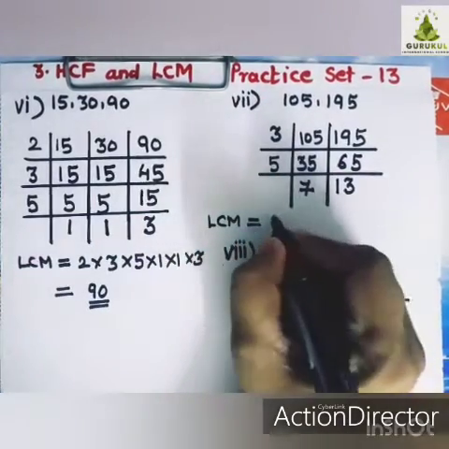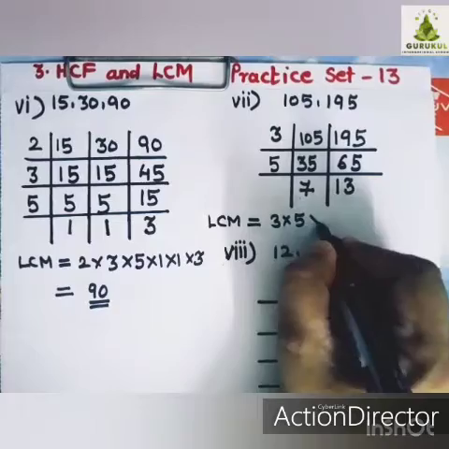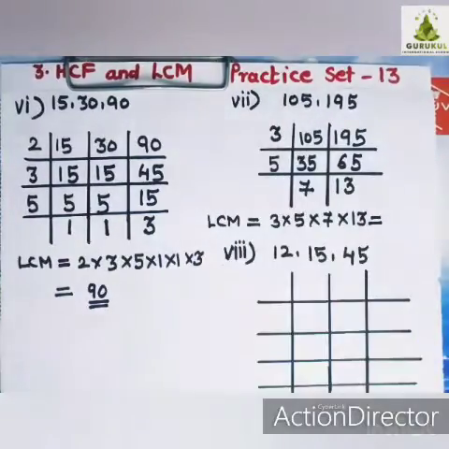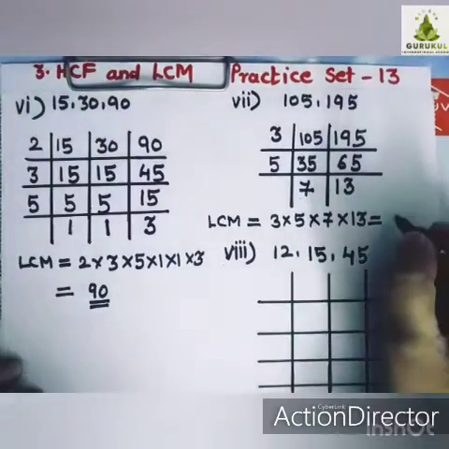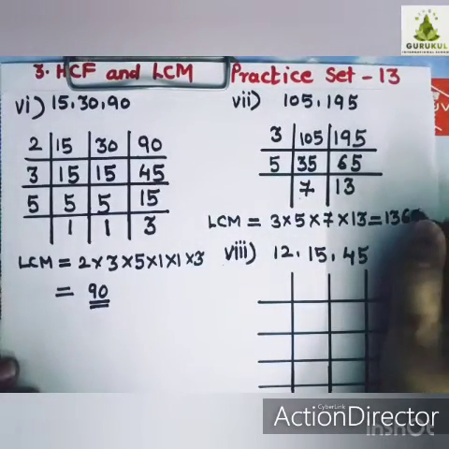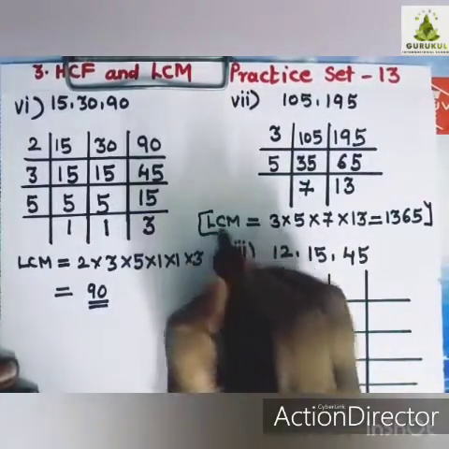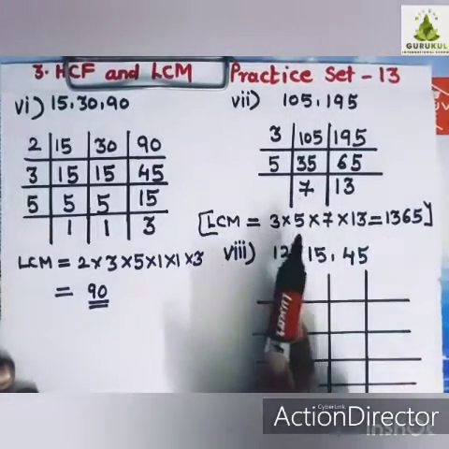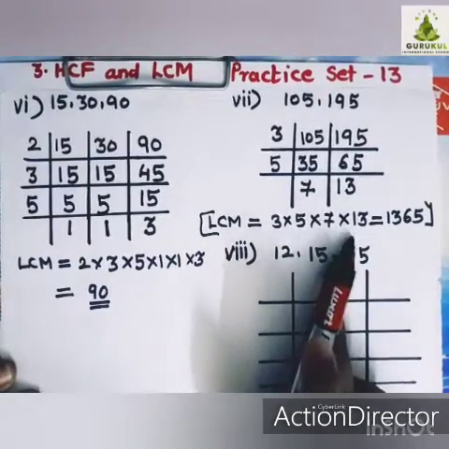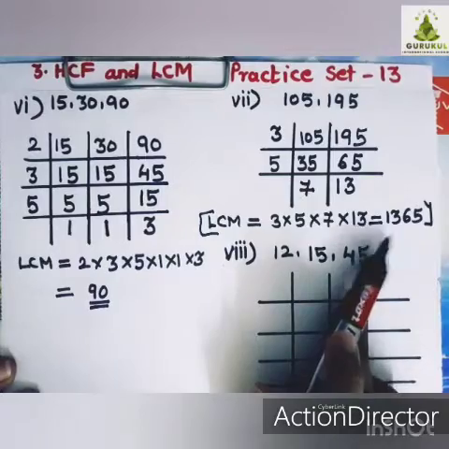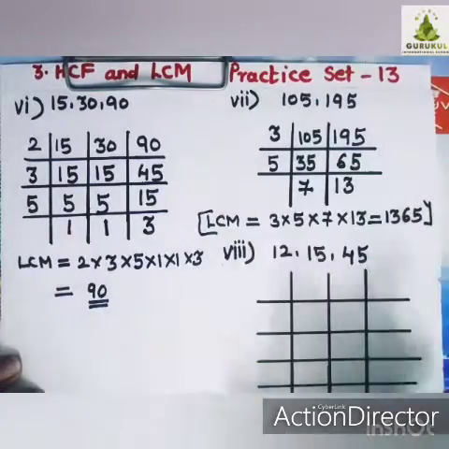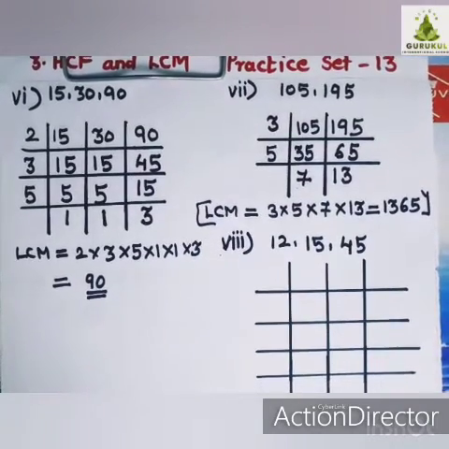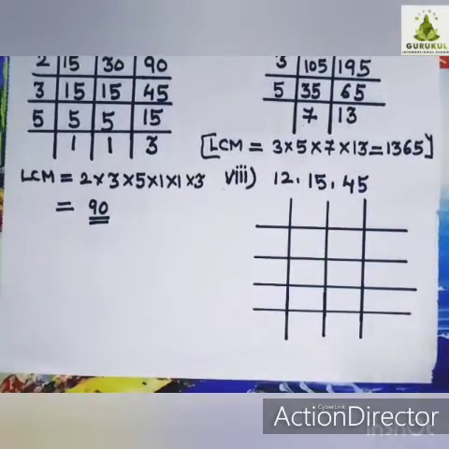LCM is equal to 3 into 5 into 7 into 13. Do the multiplication in rough, you will get the number 1365. So this will be the LCM for 105 and 195. Correct? This I am not doing, this is simple multiplication. You have to do it in rough work. Because we don't have that much time that every rough step I can show it to you. If you have doubts, you can call me or you can WhatsApp your doubts.